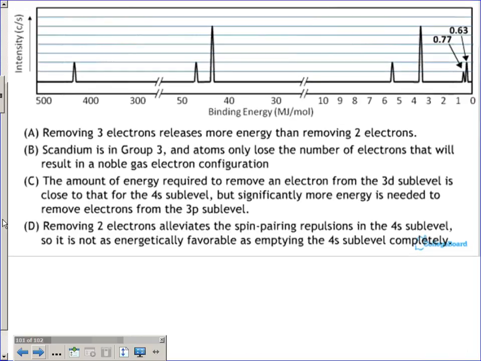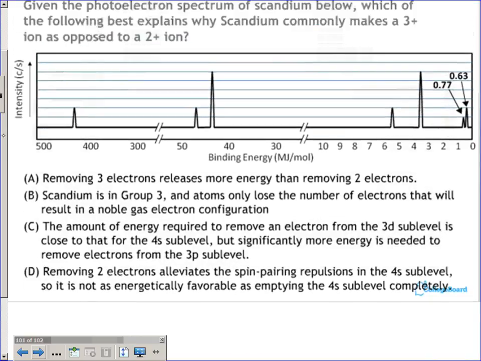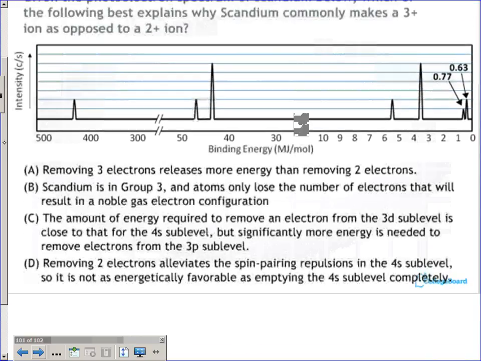This gives us a transition metal of scandium. Scandium commonly makes a 3+ charge as opposed to a 2+. Volunteers some answers for me? C. Who else? C. Anybody else? Okay, so I'm sure you labeled this for yourself.